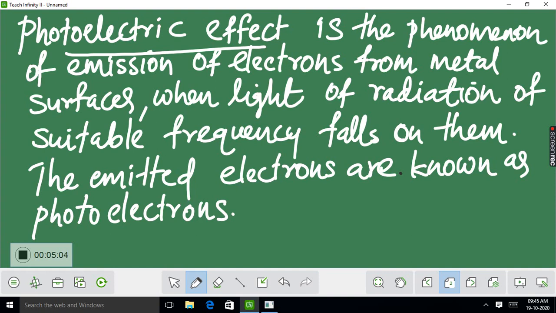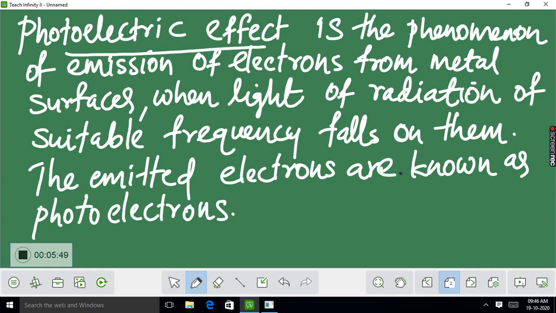Different metals emit photoelectrons when they are exposed to radiations of suitable frequencies or wavelengths. For example, alkali metals like lithium, sodium, potassium, cesium, etc. show this phenomenon, this emission of photoelectrons, with visible light, whereas metals like zinc, cadmium, magnesium, etc. produce photoelectric effect only when irradiated by ultraviolet light. That is, these metals require a radiation with more frequency.